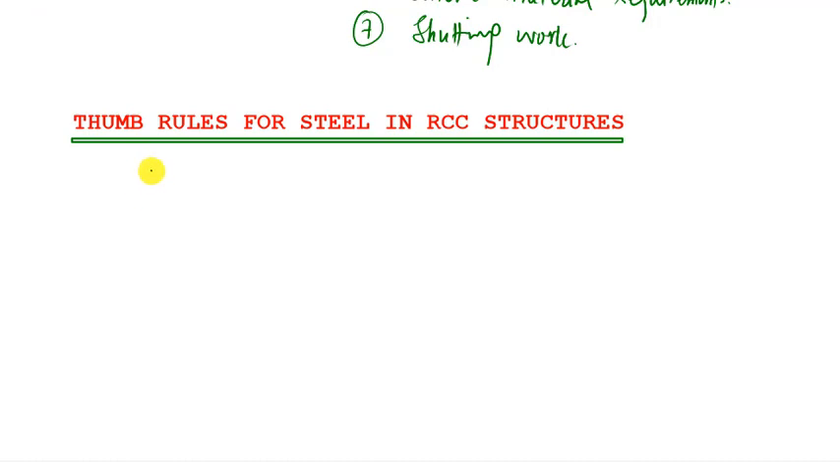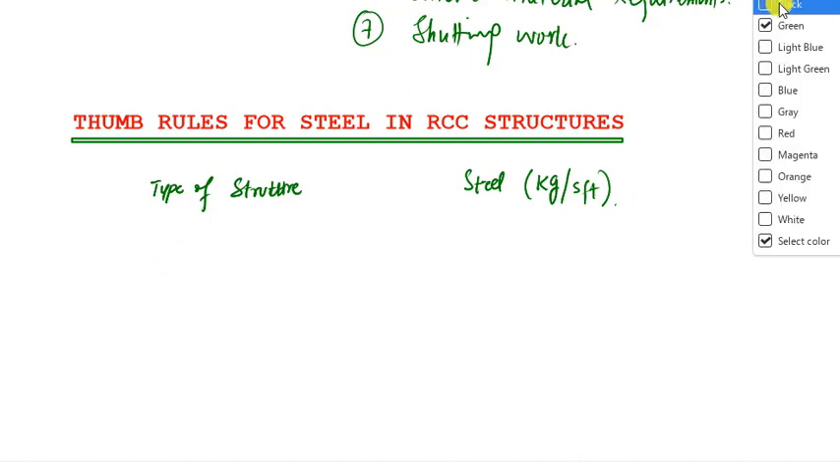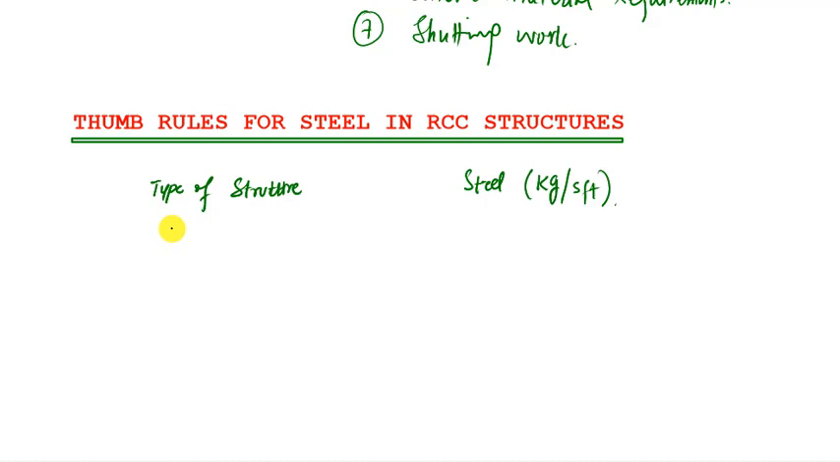I will write down the thumb rules as follows: I will first write the type of structure, and then in the next column I will write the steel which is going to be used, how much kg per square feet, SFT, right? So the first type of structure is residential buildings.